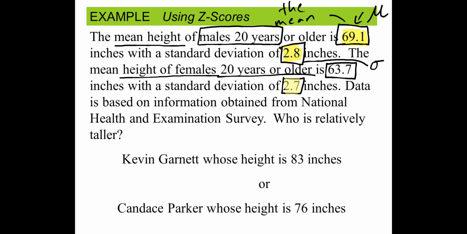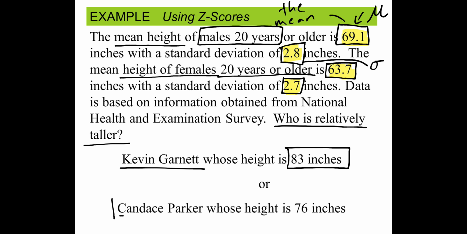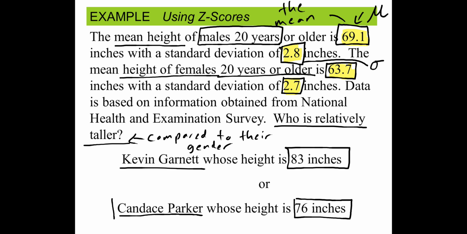So we have a lot of numbers here, so it might be a good idea to sort them out a bit. We basically have two populations. So what are we trying to do? We're trying to see who is relatively taller. Kevin Garnett, who is an NBA basketball player, who is 83 inches tall, or Candice Parker, who is also a professional basketball player, who is 76 inches tall. And by relatively taller, they mean compared to their gender. So we're going to be comparing Kevin Garnett to males and Candice Parker to females.